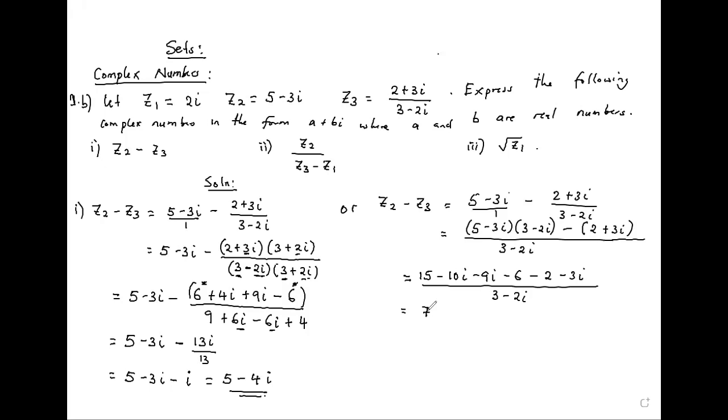So it seems we should have, let's see. 5 times 3, that's 15. And then 10i. And then 9i. And then negative 6. And then minus 2. Then minus 8i. Okay. So now we put this together. Negative 19. And then minus 3i. That one becomes minus 21i.